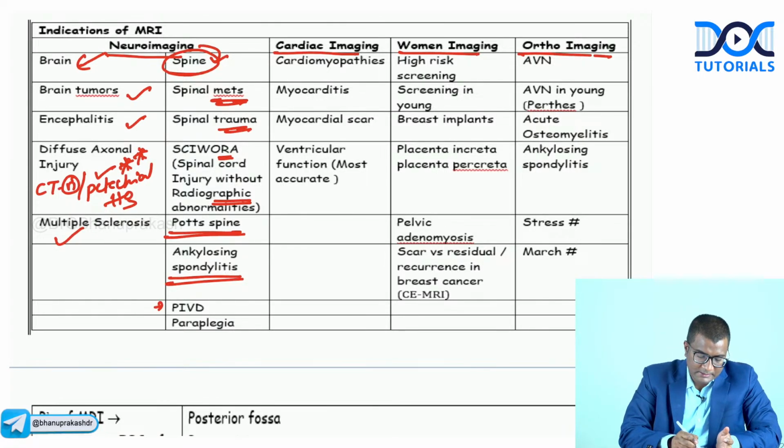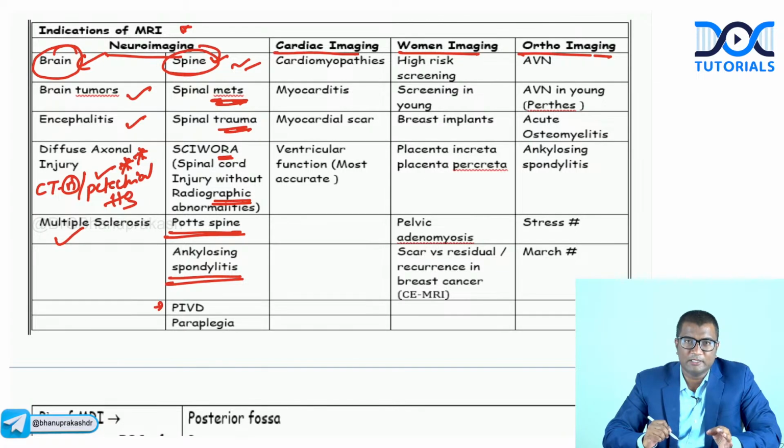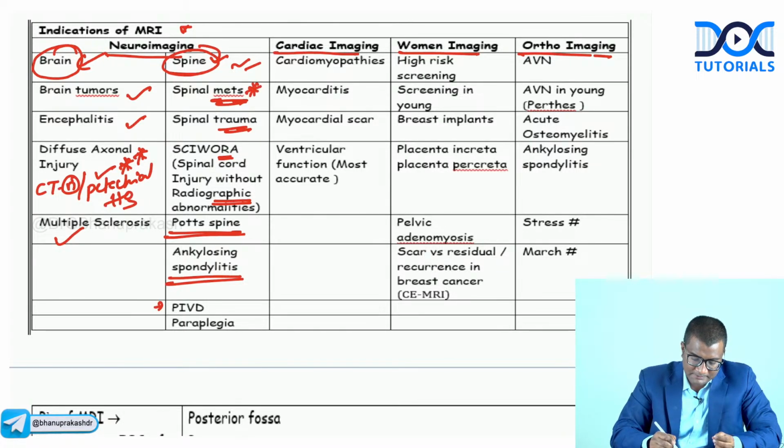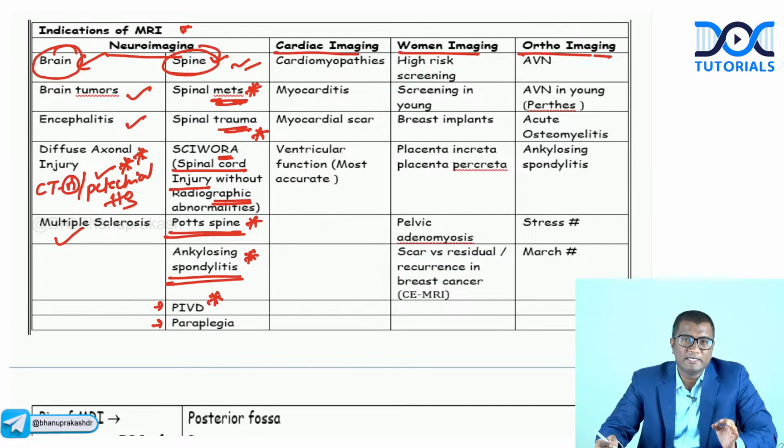So for both brain and spine, right? For all neuroimaging, anything to do with the word spine, you go for MRI, right? Whether it is spinal metastasis, spinal trauma, spinal cord injury without radiographic abnormality, TB spine, that is Pott's spine, right? Ankylosing spondylitis. So anything to do with spine, go for MRI. Even prolapsed intervertebral disc, which can cause spinal cord compression, any traumatic paraplegia. So the word is spine, right? The investigation of choice is MRI.